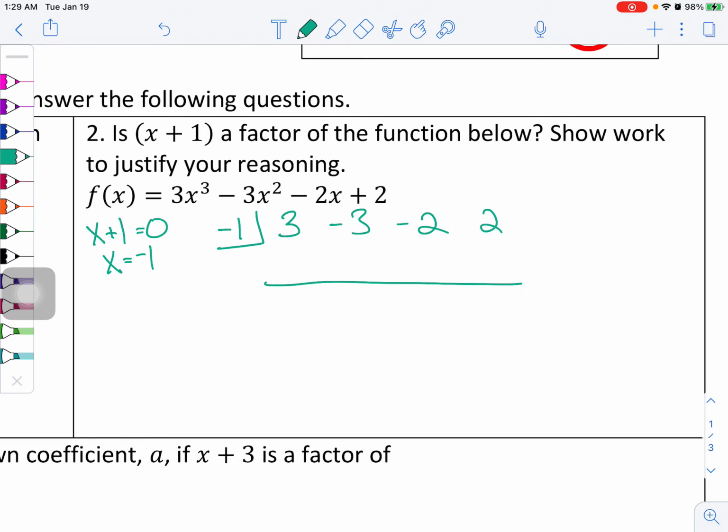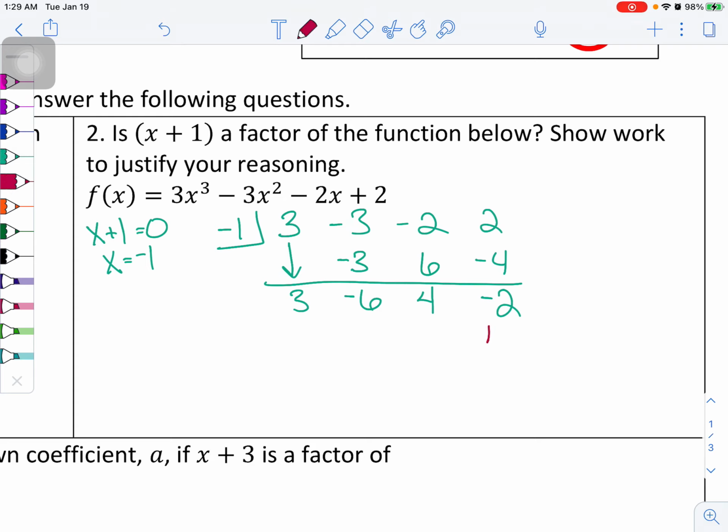If you remember when we did synthetic division, we want to make sure that we don't need any placeholders. So this was x cubed, x squared, x, and then the constant. So no placeholders needed. First value drops straight down. So that's going to be 3. Negative 1 times 3 is negative 3. I'm going to add those up. Negative 6. Negative 1 times negative 6 is positive 6. Add those up. I'm going to get positive 4. Negative 1 times 4 is negative 4. Add those up. I get negative 2.